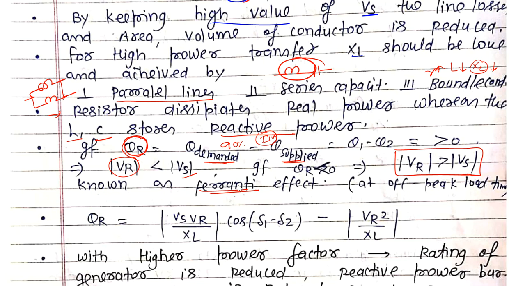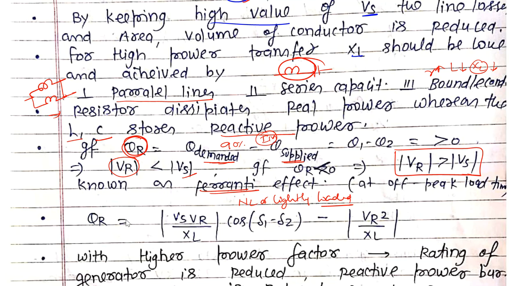Because of the capacitive nature of the transmission line, at no load condition, or we can say lightly loaded condition, the Ferranti effect is more. Because of the capacitance effect, the receiving end voltage is higher compared to the sending end voltage. That means the capacitor is delivering reactive power to the system.